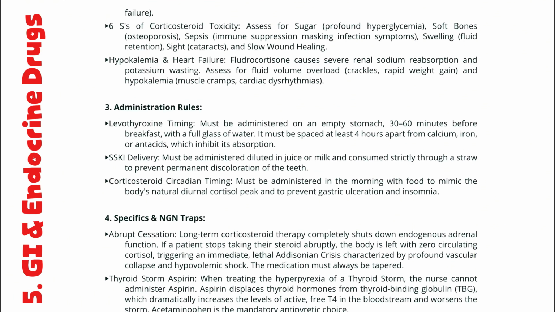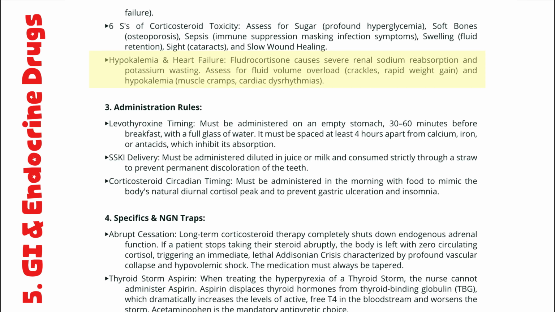For corticosteroids, remember the 6 S's of toxicity. Sugar goes up, bones go soft from osteoporosis, sepsis risk rises from immunosuppression, swelling sets in from fluid retention, sight can be affected, and wound healing goes slow. And with fludrocortisone, the real danger is fluid overload and hypokalemia happening together.